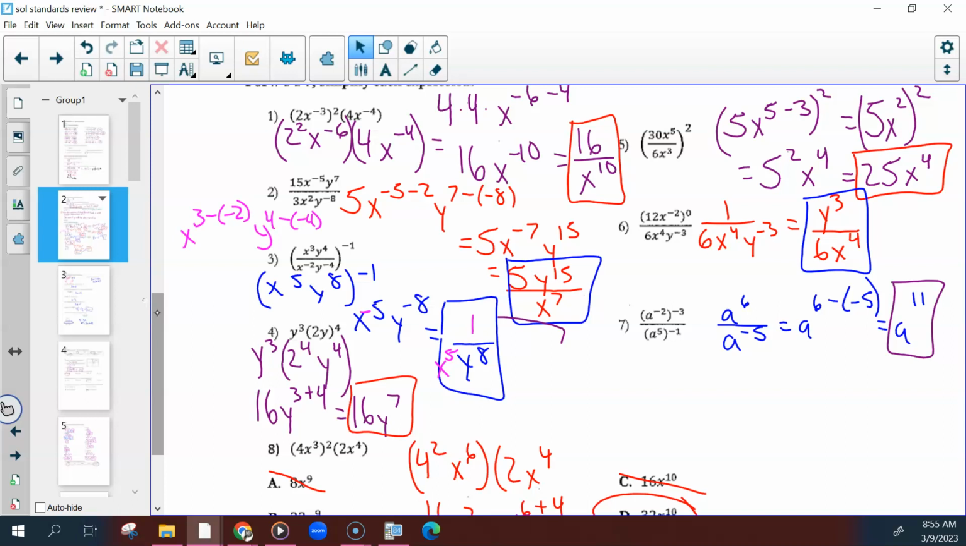Five, kind of same as 3. We have stuff inside the parentheses, so we can divide 30 and 6 to get 5. Subtract your exponents, 5 minus 3 to get 2. Then raise all of that to the second power. So 5 is being raised to the second power. The 2 gets multiplied by 2. And then figure out what 5 squared is. So 25x to the 4th is that final answer.